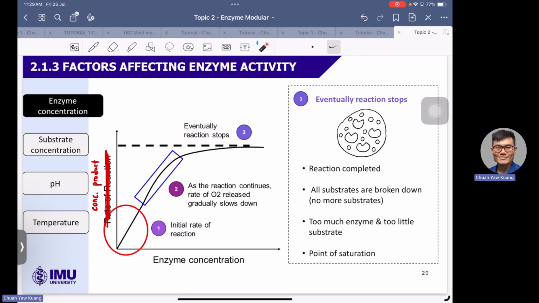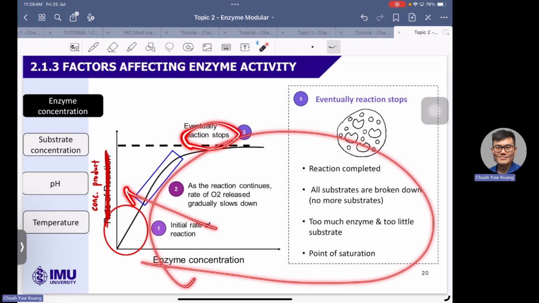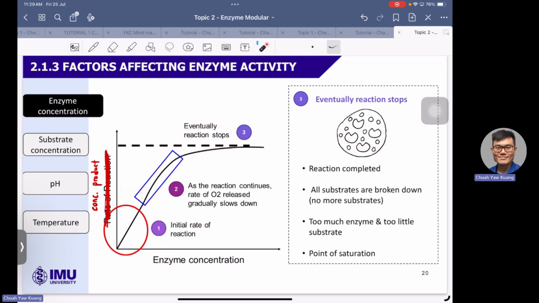Because you see the concentration of the product increases until a certain point, then it levels off. That means the concentration of the product is no longer increasing, and then yes, the reaction stops. Then the whole explanation can be used here. Remember, this is also one of the higher order thinking questions, analysis.